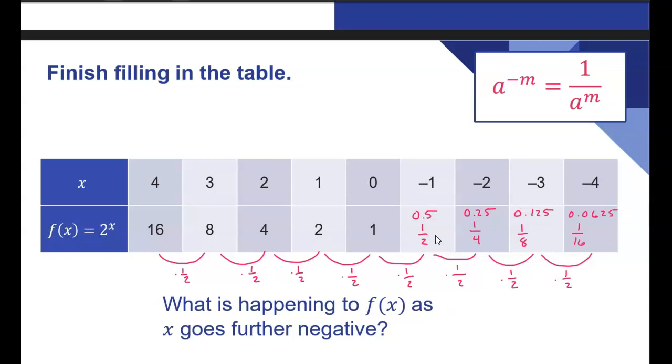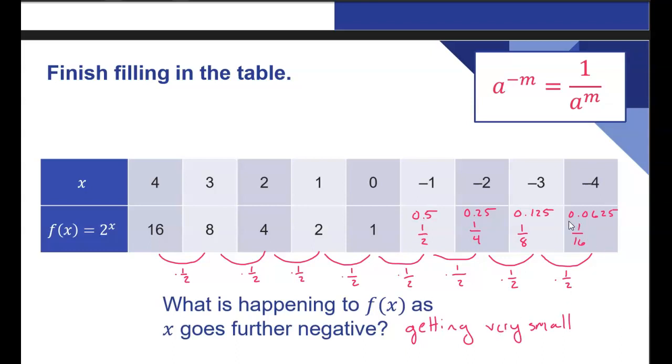So now looking at those decimals, what is happening as our x values get more and more and more negative? What's happening to these numbers? Well, it looks like they're getting smaller, right? 0.5, then 0.25, then 0.125. 0.0625 is very small, and we're going to cut that in half on our next step, so it's going to get even smaller. So they're getting very small.